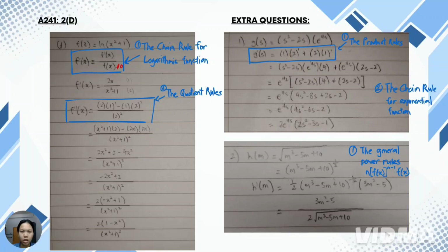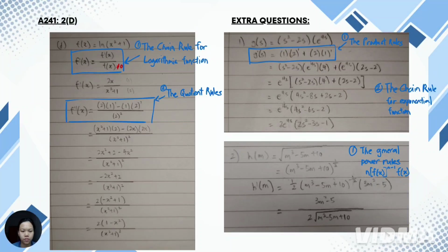And then for the second step of the first derivative, I factorize out exponential power 4s from the equation. And then we calculate the functions inside the brackets to the end. And the last step, I factorize again to get the final answer for question number 1.